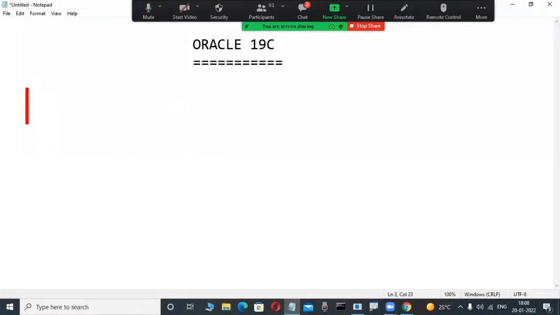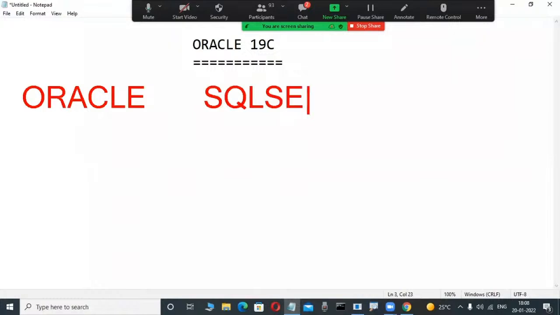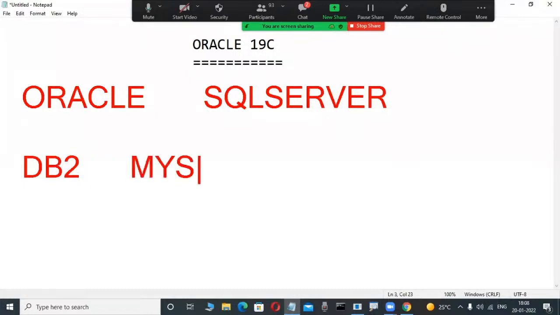Not only Oracle, so many database products are available in the software side. Suppose Oracle is a database product from Oracle Corporation. Observe here, different companies. SQL Server is a database product from Microsoft. DB2 is a database product from IBM. MySQL is an open source database product, but nowadays Oracle Corporation has purchased it.